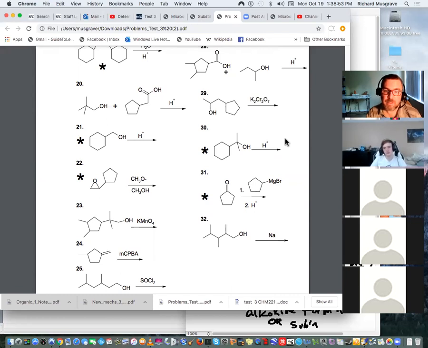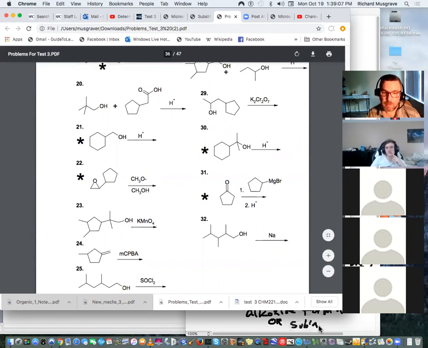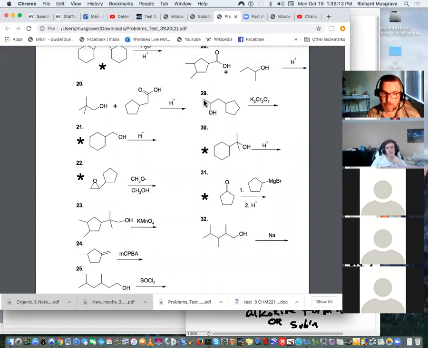Because it's secondary. The alcohol is secondary. It's not primary. Look where the OH is. It's not on the end, is it? It's in the middle, right? That means it's going to form a ketone as a product. So this OH will turn into a C double bond O. That'll be the product, and that methyl group will still be there.